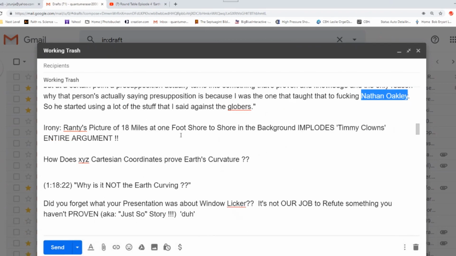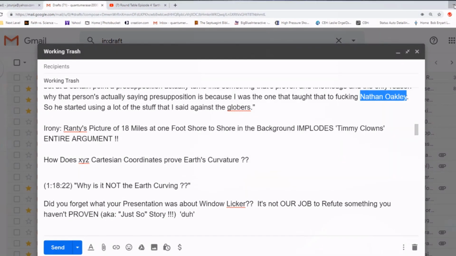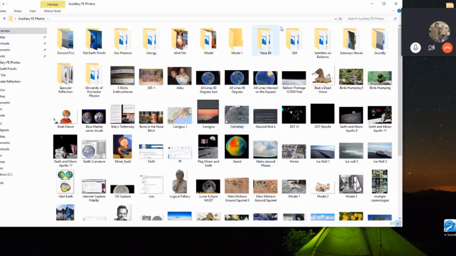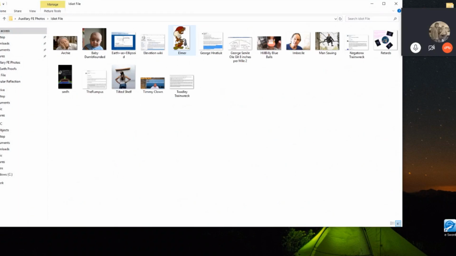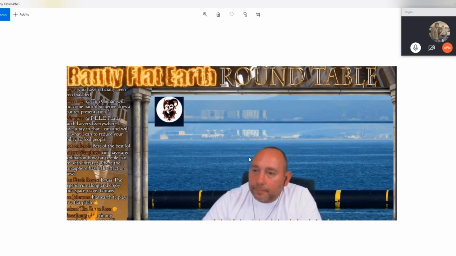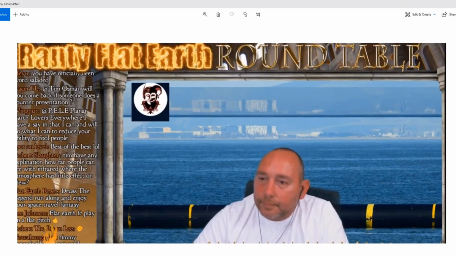Ironically, Ranty's picture of 18 miles at 1 foot short of shore in the background implodes Timmy Clown's entire argument. While he's answering questions about how it's a sphere Earth, he's got that picture behind him. The irony is just as thick as molasses. These photographs pummel his entire argument right from the get-go. So I thought it was quite funny to have his picture back here. I don't know if anyone else caught that, but my word, people.